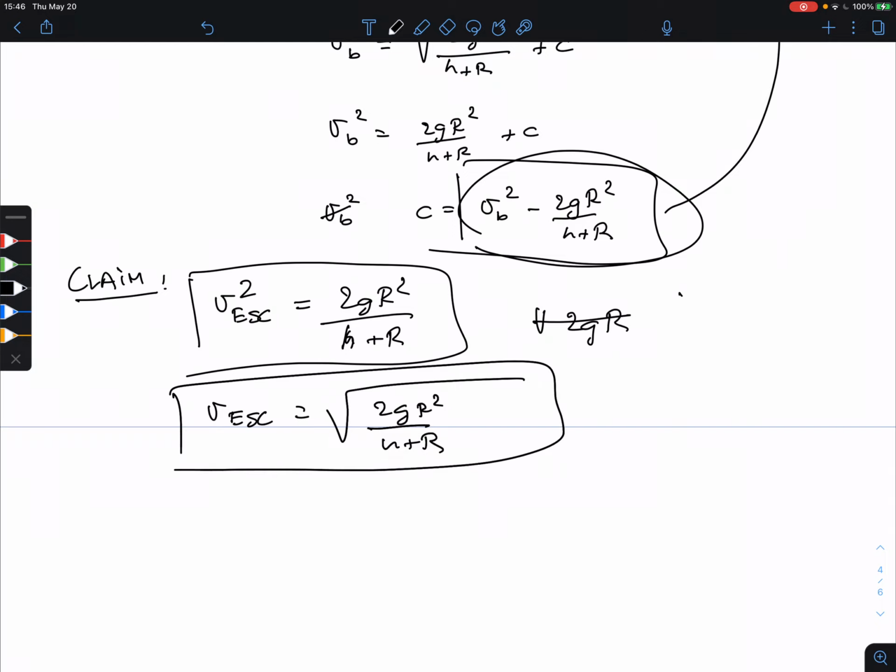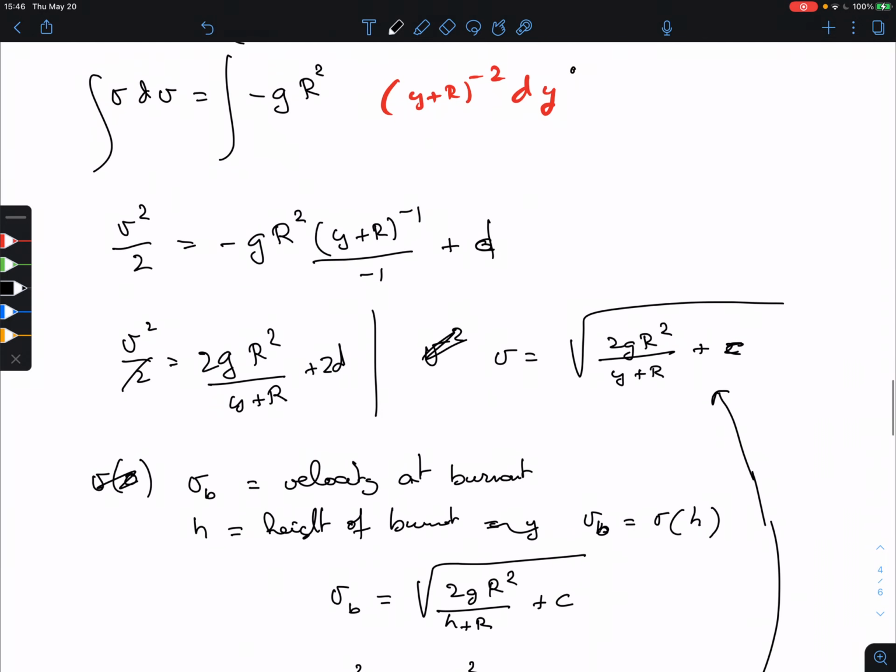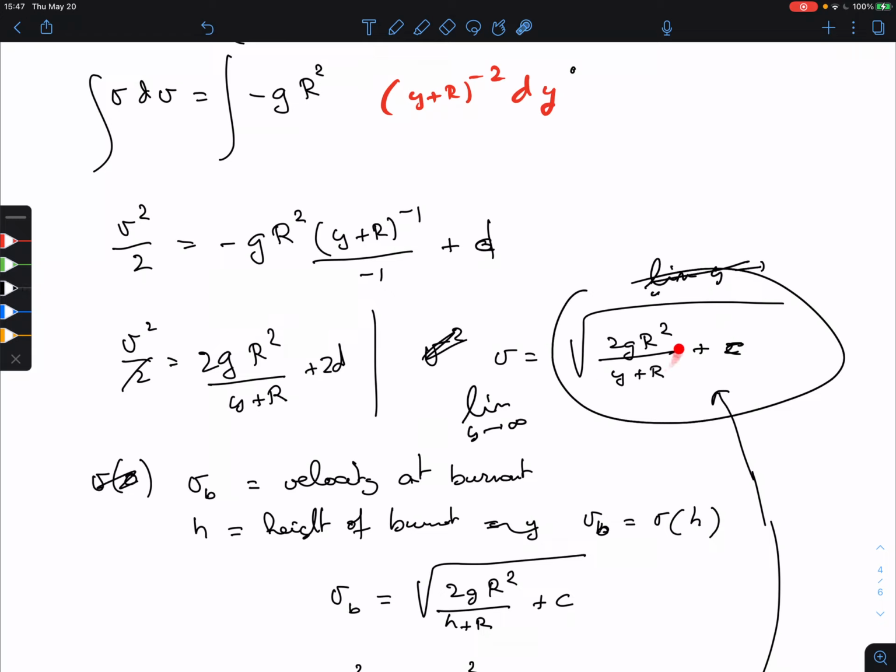That's the escape velocity. That follows from our discussion here, because when this is positive, why? Let me perhaps explain this. We have to take the limit for y going to infinity. What happens if y goes to infinity? What happens to this term? It becomes 0, right? Because this is infinity plus something. So 1 over infinity is 0, plus c.